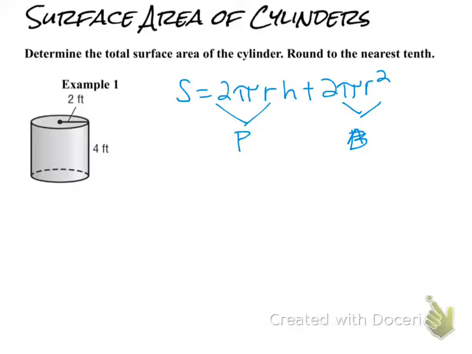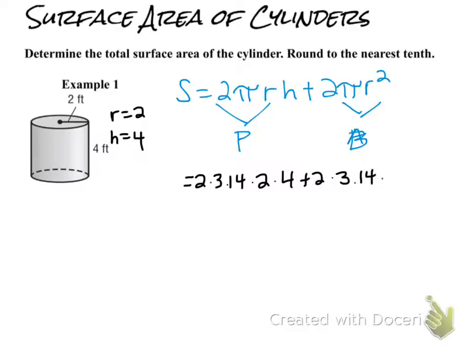So all we need to do is identify r and h. So r is going to be 2, that's my radius, and h is the height of the cylinder, which is going to give me 4. All right, so now just straight plugging that in. So I have 2 times 3.14 times 2 times 4 plus 2 times 3.14 times 2 squared. I'm using 3.14 as the approximation for pi on this one. So then I can plug that in and I get 75.36 feet squared.